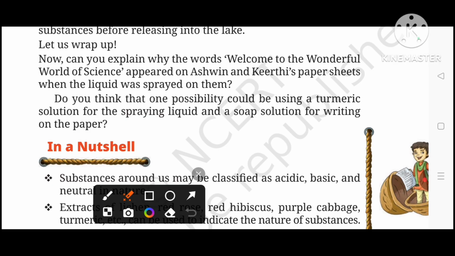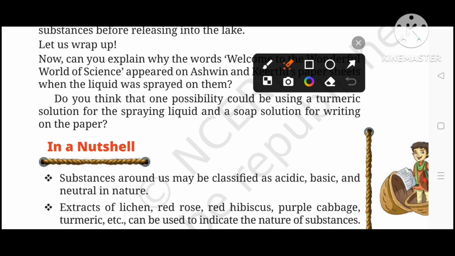This is because of the acidic nature and the basic nature of the substances. Do you think one possibility could be using a turmeric solution for spraying the liquid and a soap solution for writing on the paper? Yes, because the soap solution is basic in nature, and when the turmeric solution comes in contact with the soap solution, it shows a reddish or red-brown color. So the written words on this white paper are from the soap solution, and after spraying a turmeric solution on the white paper sheet, they convert into a reddish-brown color and start to appear. This activity we have already done in the first video of this chapter.